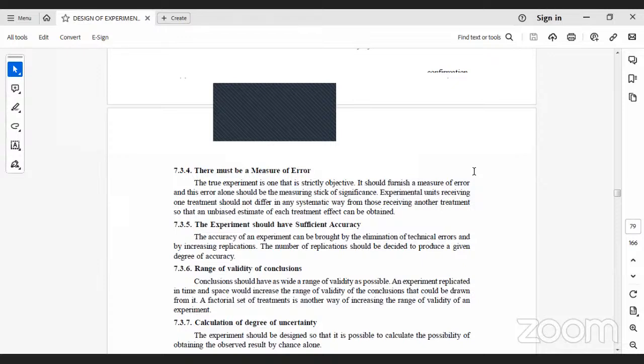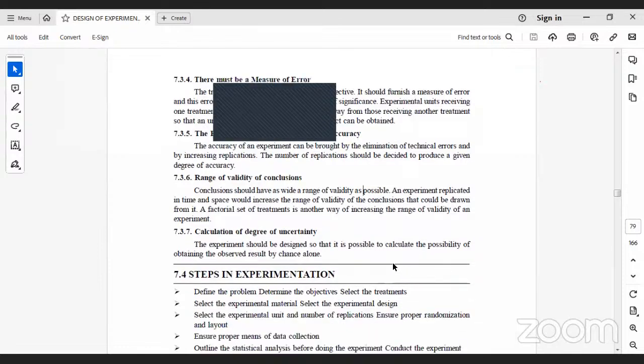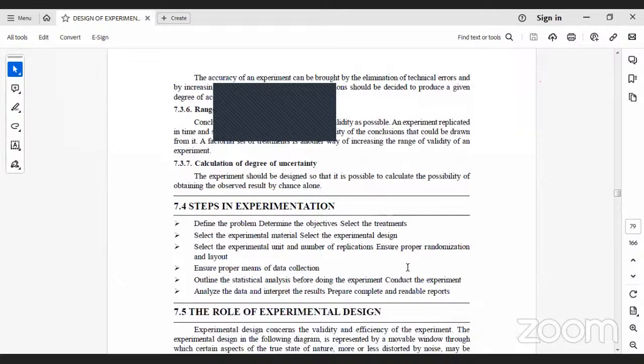The range of validity of conclusions should be as wide as possible. An experiment replicated in time and space would increase the range of validity of conclusions that could be drawn from it. In fact, a factorial set of treatments is another way of increasing the range of validity of an experiment. Calculation of degree of uncertainty. The experiment should be designed so that it is possible to calculate the probability of obtaining the observed result by chance alone.